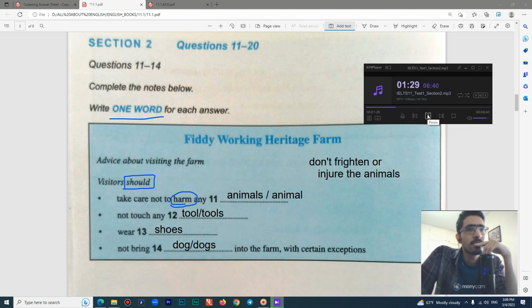Some of them have sharp points, which can be pretty dangerous, so please don't touch them.